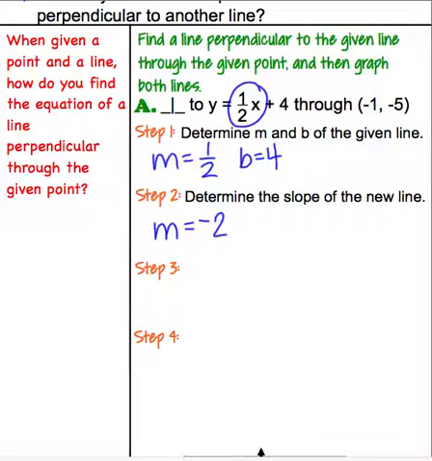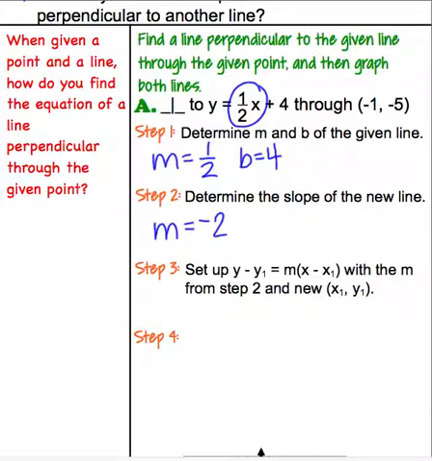So then, once again, we'll set up our point slope form. And so we will take our point here, our y1 and our x1, and we will go ahead and write this equation. So we have y minus y1, which is -5. So minus a negative is +5, equals my new slope of -2 times x minus -1, which is x plus 1.